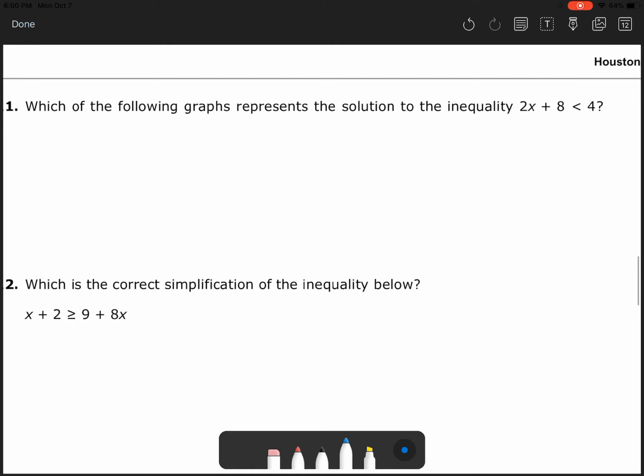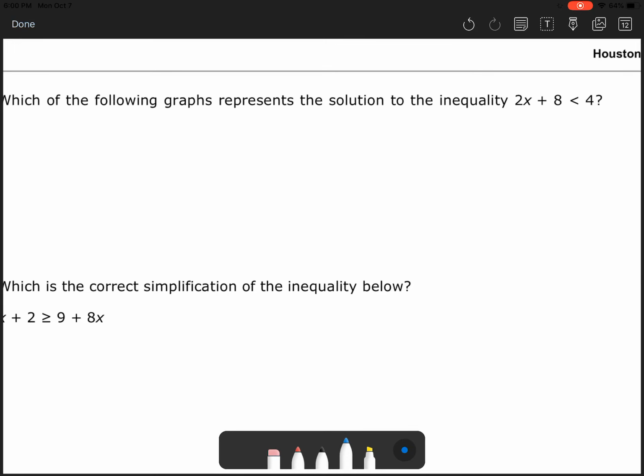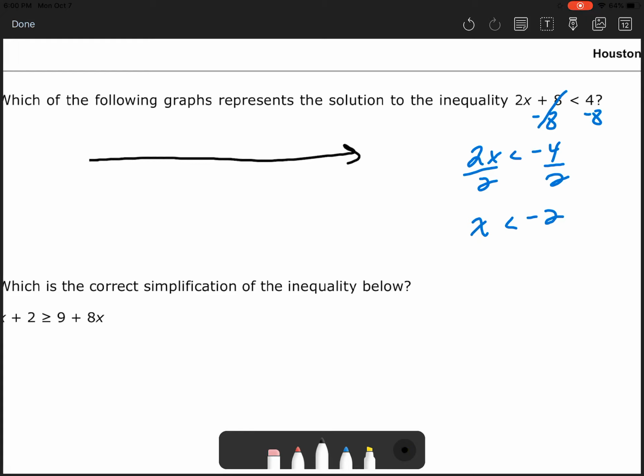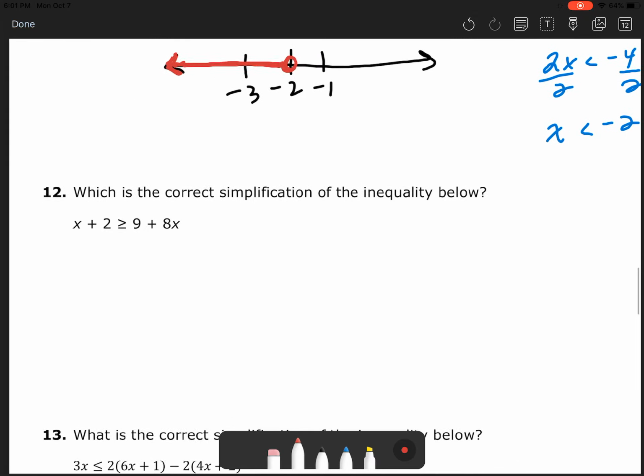Number 1, that's just graphing it. So I'm going to subtract 8 from both sides. So this is going to give me 2x less than negative 4. Divide by 2. Divide by 2. That gives me x is less than negative 2. So graphing this, all right, I have negative 2, I have negative 1, I have negative 3. And it's not going to include negative 2, and my sign's going this side, right? So it's going to the left, so I'm going to go that way on my graph, and that would be the graph that I would choose.